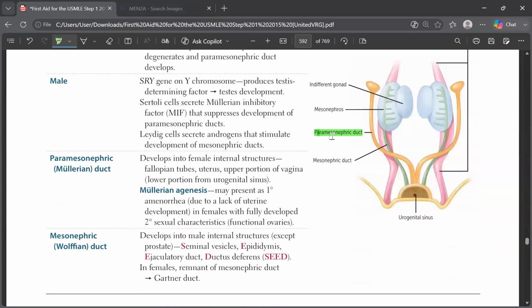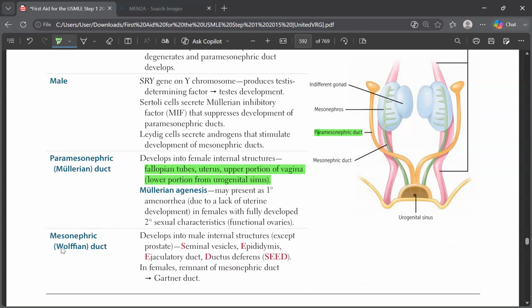The paramesonephric or Mullerian duct develops into female internal structures, including the fallopian tubes, uterus, and upper portion of the vagina, from the lower portion of the urogenital sinus. Mullerian agenesis may present as primary amenorrhea due to lack of uterine development in females with fully developed secondary sexual characteristics because of functional ovaries. So, if there is no Mullerian duct, there will be primary amenorrhea because these structures will be absent: the fallopian tubes, uterus, and upper portion of the vagina.